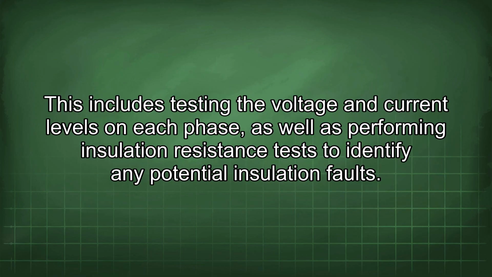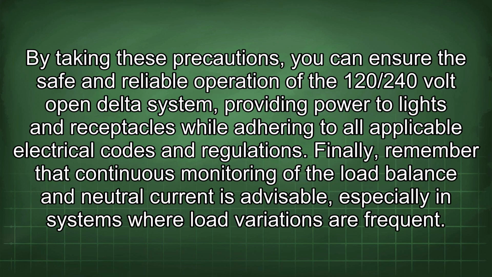This includes testing the voltage and current levels on each phase, as well as performing insulation resistance tests to identify any potential insulation faults. By taking these precautions, you can ensure the safe and reliable operation of the 120/240 volt open delta system, providing power to lights and receptacles while adhering to all applicable electrical codes and regulations.